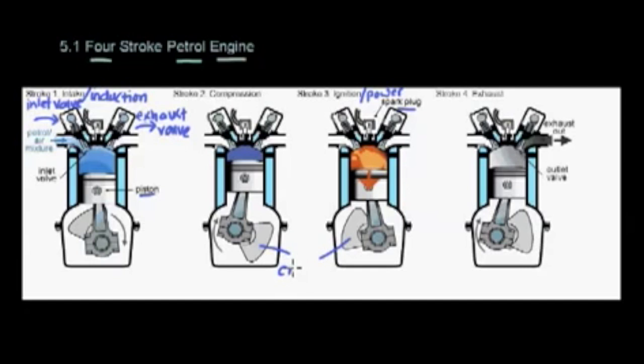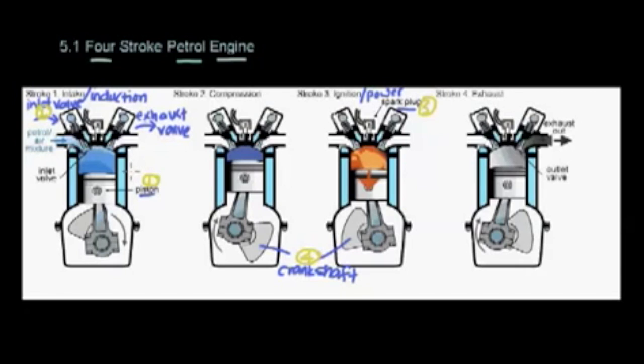So for a typical cylinder, what do we have again? We have 4 parts, right? The first part is the piston. The second part is the inlet valve, as well as the exhaust valve. The third part is the spark plug, and lastly is the crankshaft. Alright, now let's move back to the operation side of the 4-stroke petrol engine. Now, when it works, what happens is this.